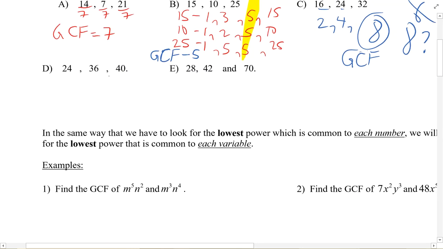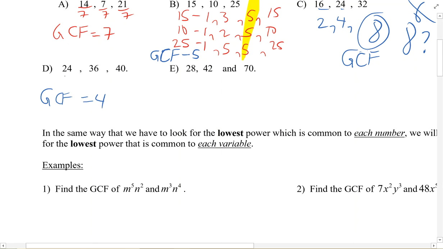Okay, so here we go. 24, 36, and 40. I believe our GCF is 4. Okay, so your GCF equals 4, and that's because just from guessing and checking. All right, 9 doesn't work, 8 doesn't work, and 6 doesn't work. So 4 is your answer.